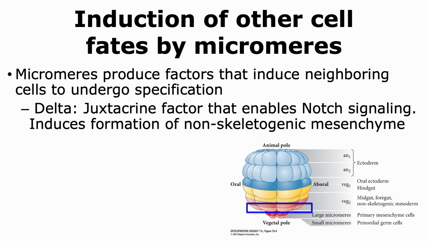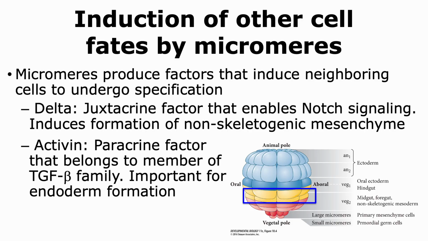On the other hand, the large micromeres can also secrete paracrine factors like activin. Activin is a member of the TGF-beta family, and when the large micromeres secrete activin, the activin can diffuse in the environment and it is sensed by the cells that are a little farther away. These cells, which are in the VEG2 tier and the VEG1 tier, are able to adopt endodermal fates. Thus, through the paracrine signaling, the large micromeres are able to induce endodermal fates in cells that are farther away.